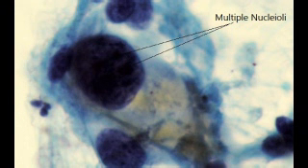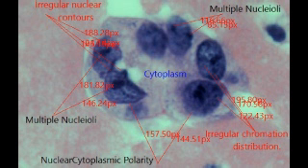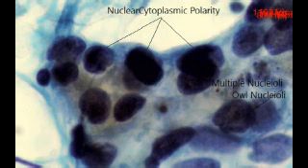Here, if you look at the smear on this side, the very first thing and the most striking feature of an adenocarcinoma is what we call the nuclear cytoplasmic polarity. The nucleus here, if you notice, is being pushed to the side of the cytoplasm. It's almost like going toward the periphery of the cell. This is a very classic feature of an adenocarcinoma.